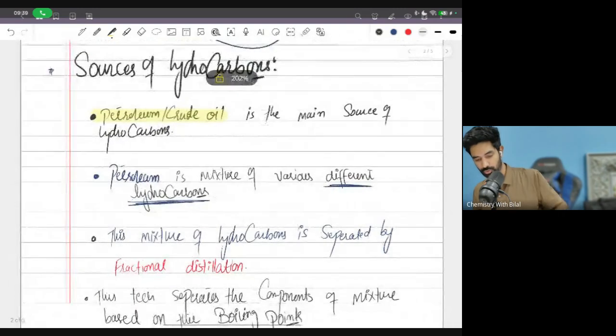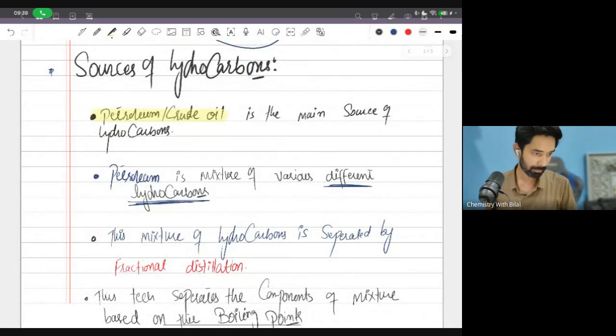Sources include crude oil, which is the main source of hydrocarbon. And we know that crude oil में क्या होता है? Crude oil is actually a mixture. Petroleum and crude oil are basically both the same. Crude oil is a mixture of hydrocarbons होता है इसके अंदर.